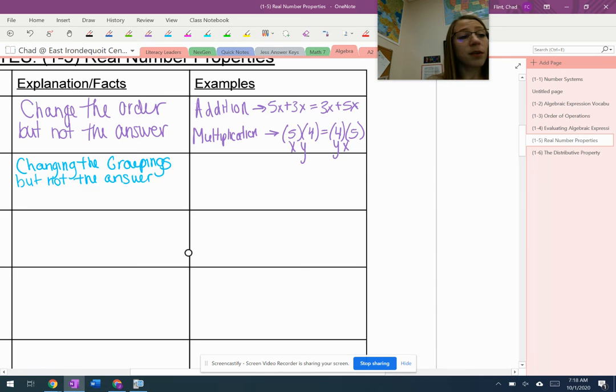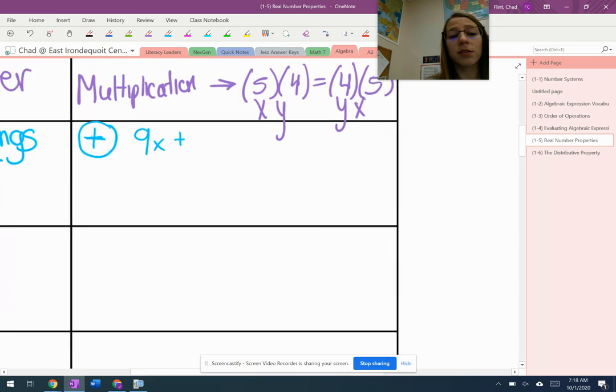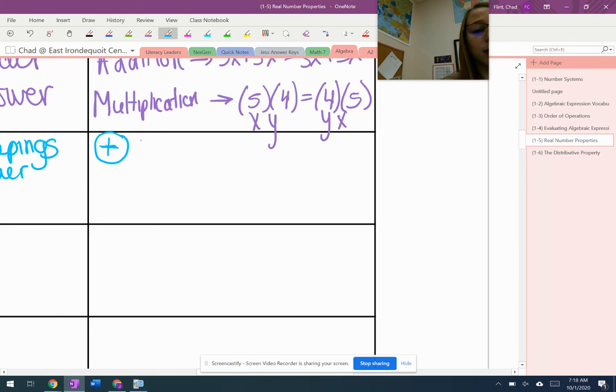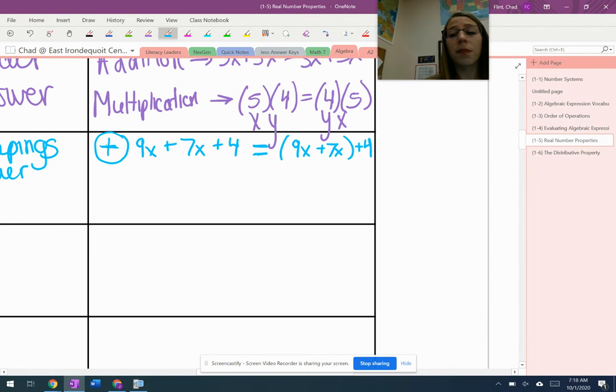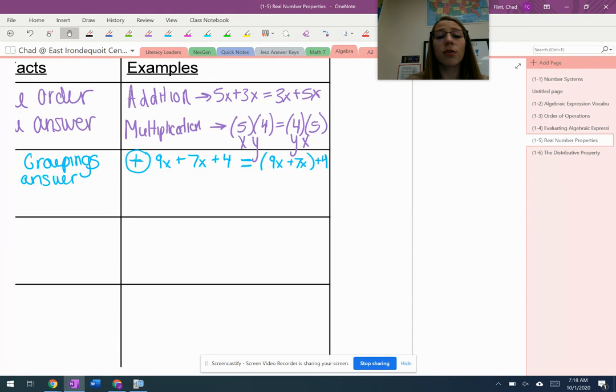So an example of that could be, I'm going to do a plus sign for addition this time instead of writing out the word. 9x plus, and let's zoom in so we've got more room. 9x plus 7x plus 4 going to 9x plus 7x in parentheses plus 4. So in this situation, notice I didn't just move the parentheses around, which might be what you're familiar with in the past. I added in some parentheses.